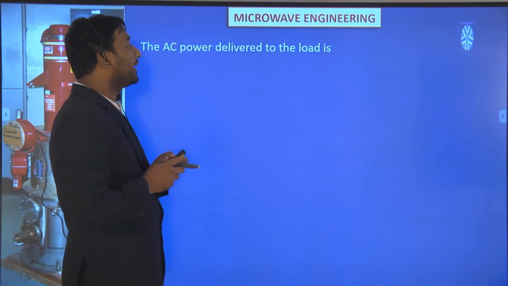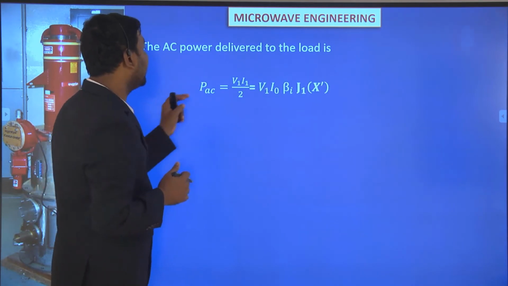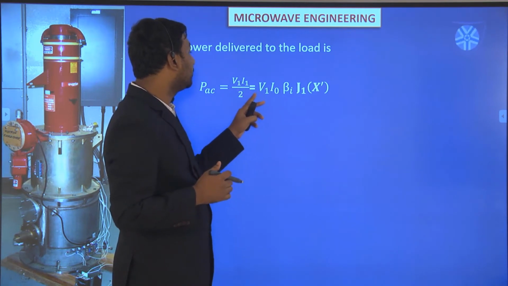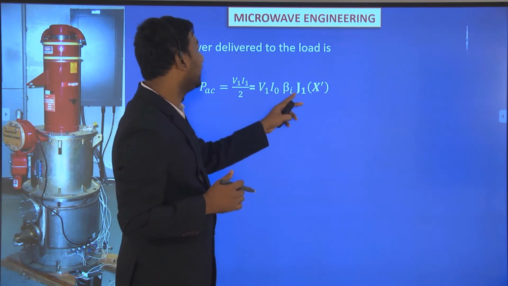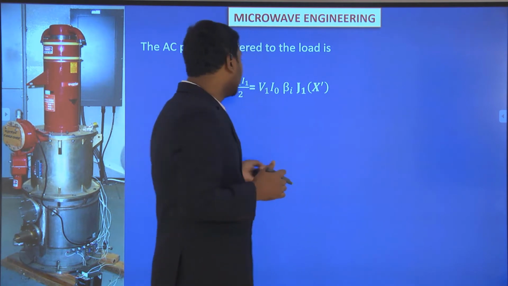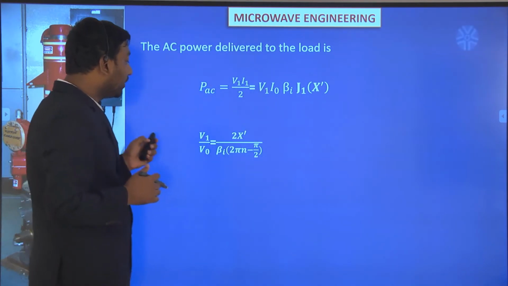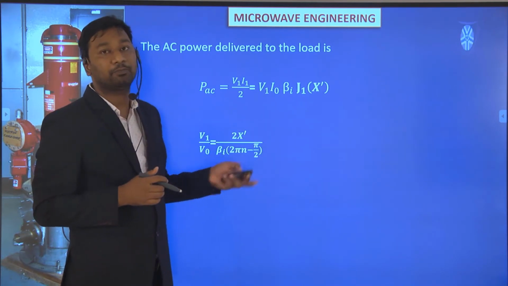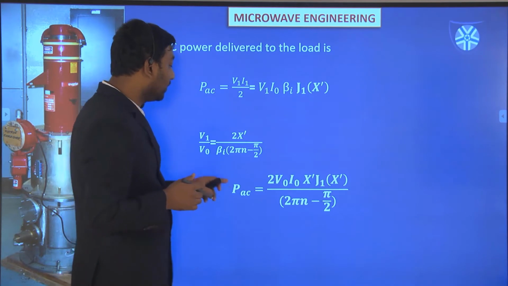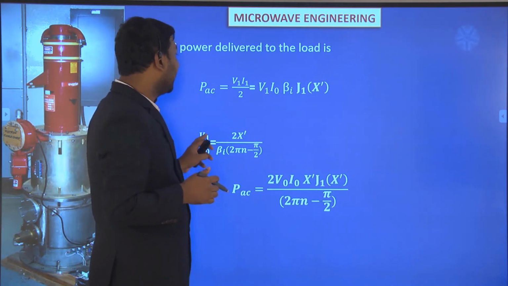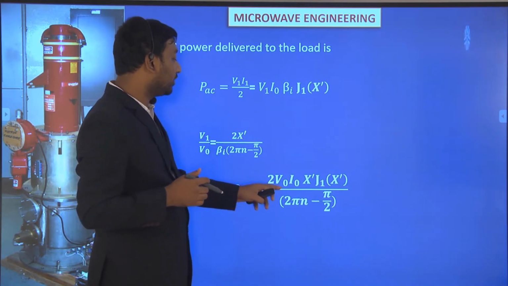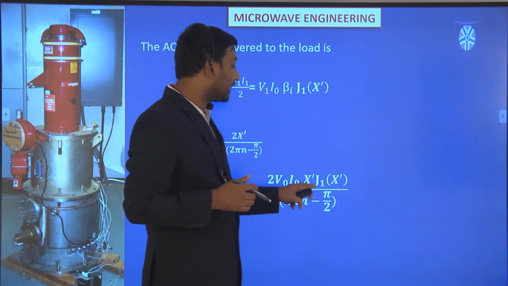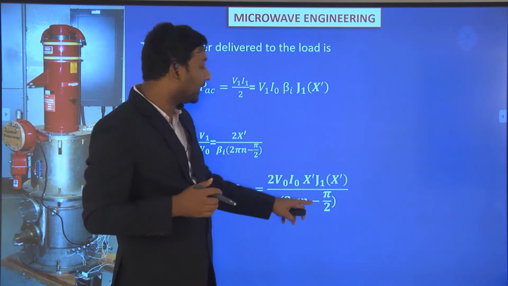The AC power delivered to the load will be PAC equal to V1 I1 by 2, which we can write as V1 I naught beta I J1 x bar. From these we know V1 by V naught equals 2x divided by beta I into (2 pi n minus pi by 2). If we place the value of V1 as 2x dash V0 in PAC, we reach PAC equal to 2 V naught I naught x J1 x bar divided by (2 pi n minus pi by 2).